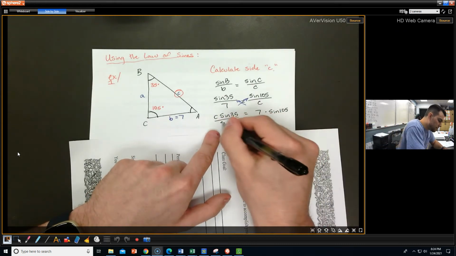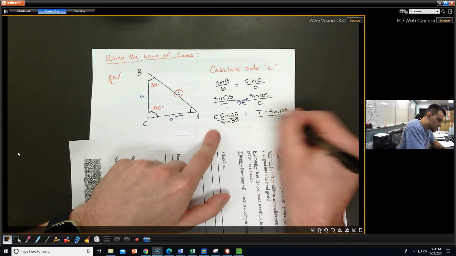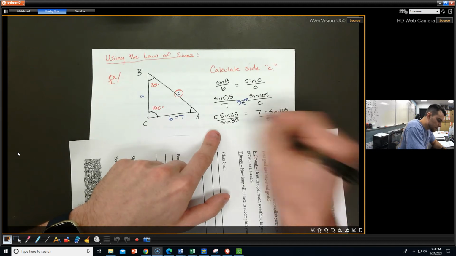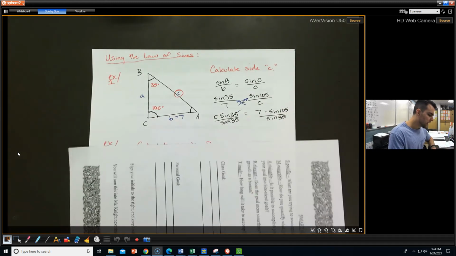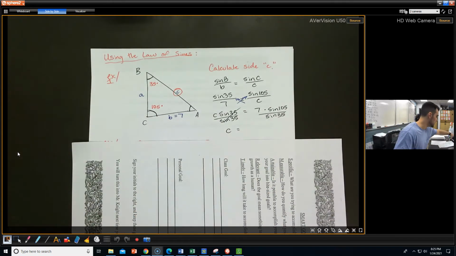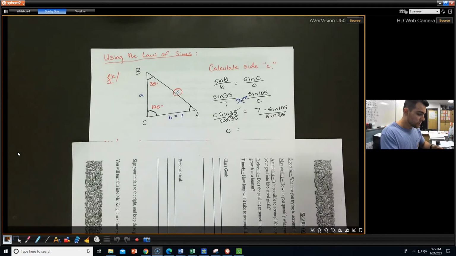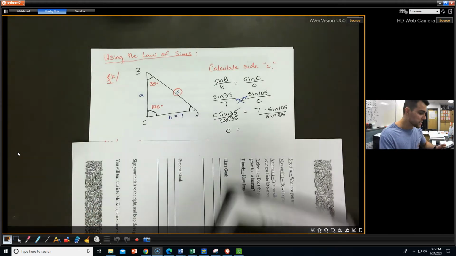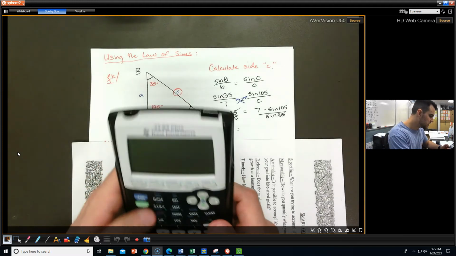I'm going to divide both sides by sine 35, and so all I have to do now is throw this into my calculator. That's what it really comes down to. Once you rearrange it into that, you really want to utilize a calculator because no one knows what sine of 105 degrees is off the top of their head.